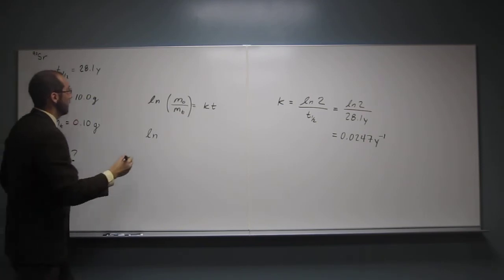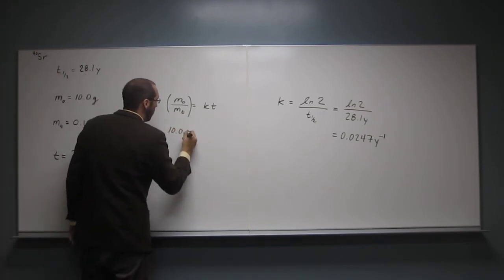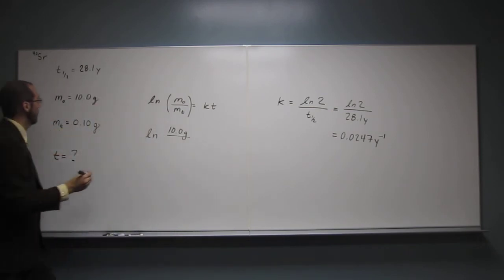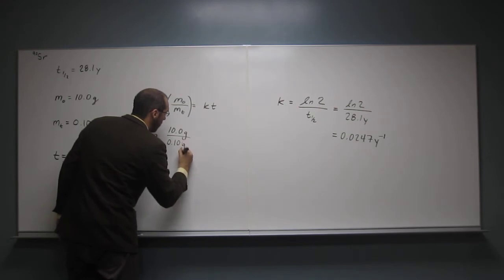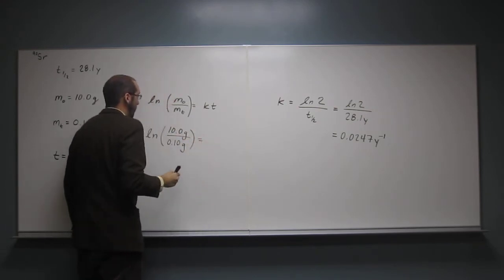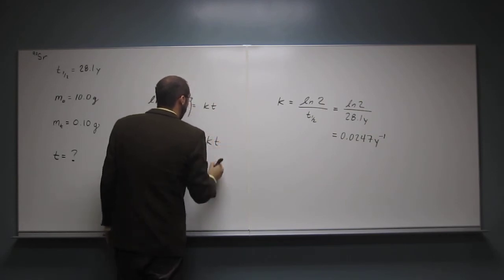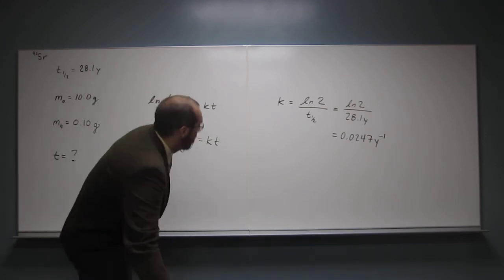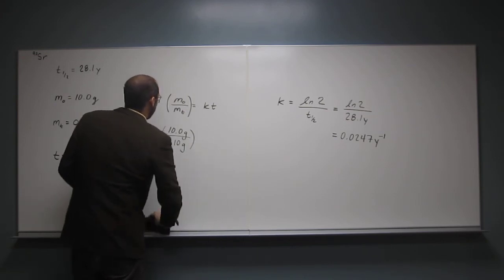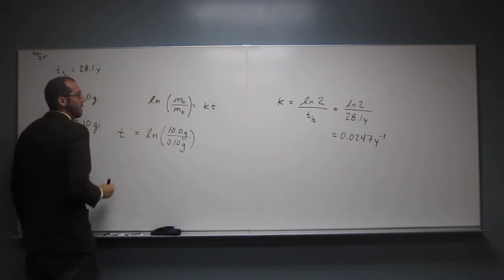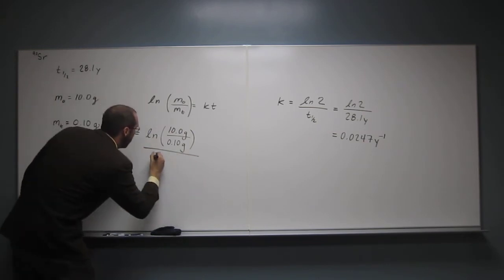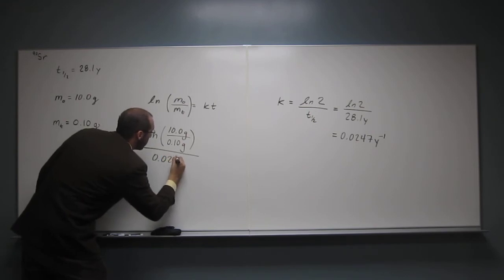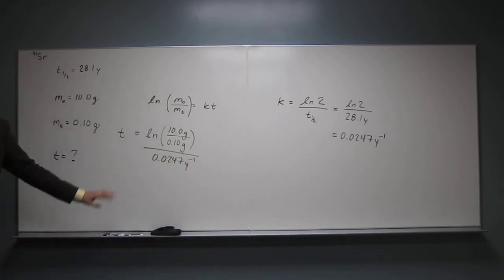Okay. So ln m naught, yes, we have that, 10.0 grams divided by mt. We have that. Divided by t. So we want to solve for t, so let's just finish changing this around to solve for t. So t is going to equal that divided by k, 0.0247. Is everybody okay with me doing that? Sorry, I did it on the fly because we don't have much time. Is that all right? Yes. Okay.